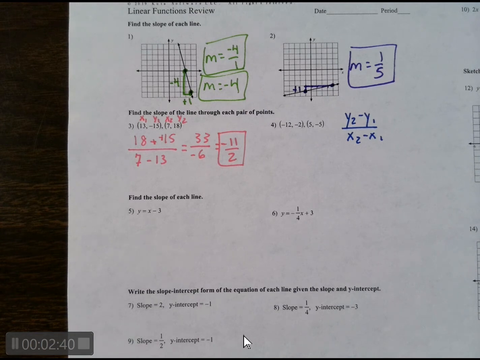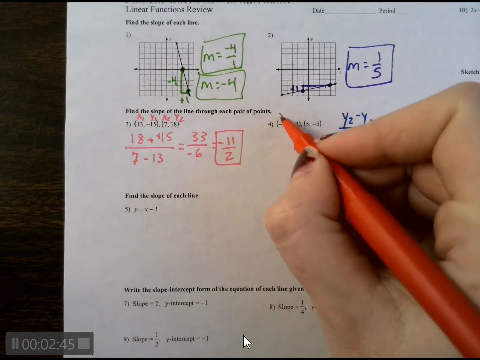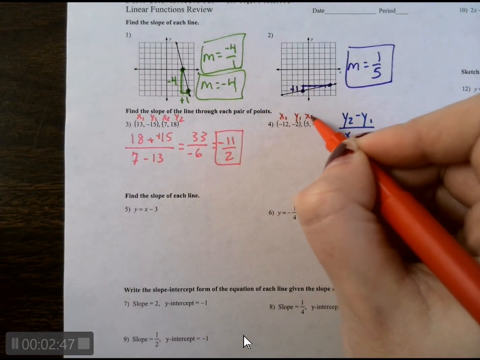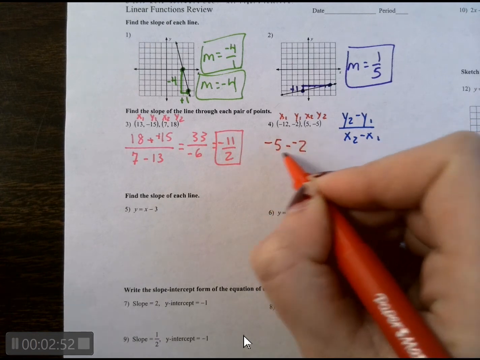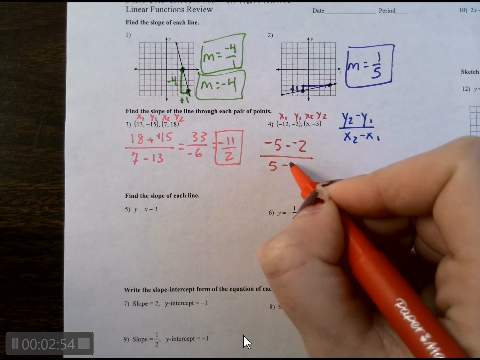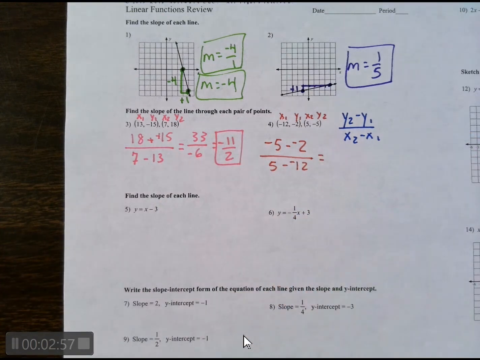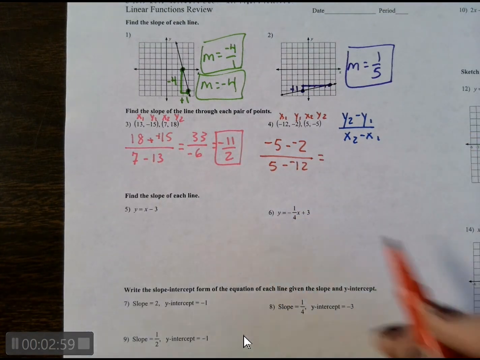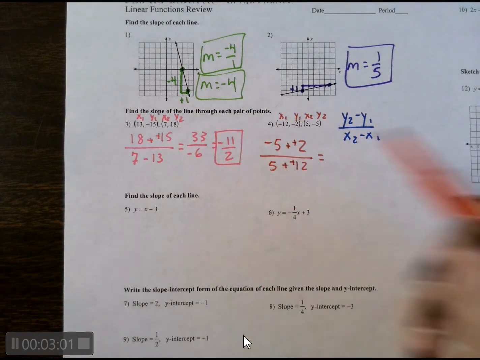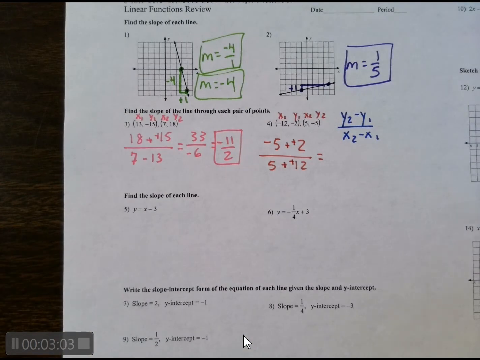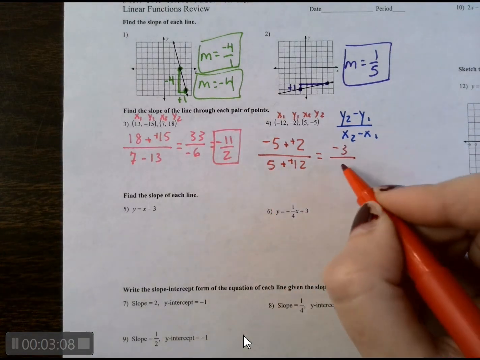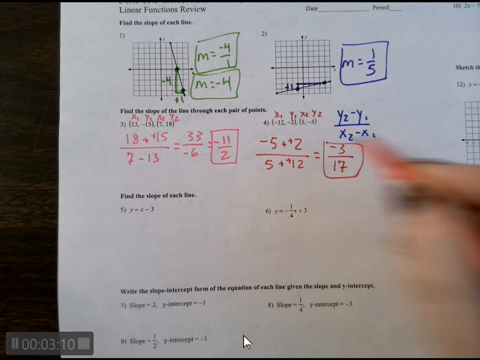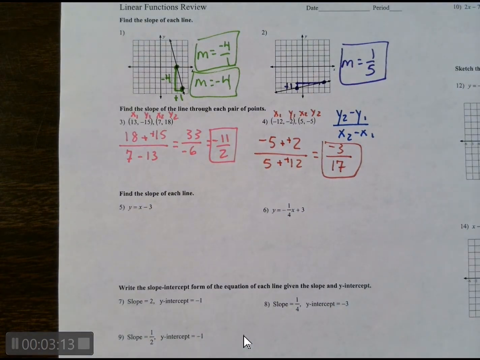Alright, let's try the next one. So we have our x1, our y1, x2, y2, -5 minus -2 over 5 minus -12. Okay? Alrighty, so positive, positive, positive, positive, right? Cool. So -5 plus 2 gives me -3 over what looks like 17. And so that's your answer. Alright.